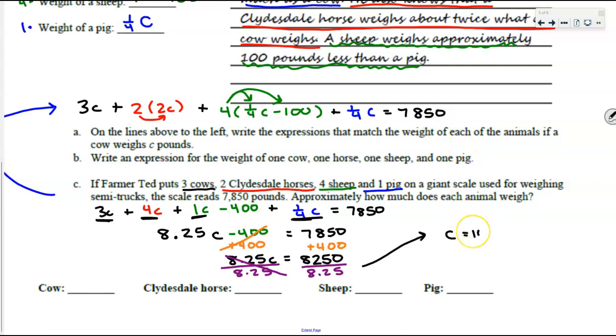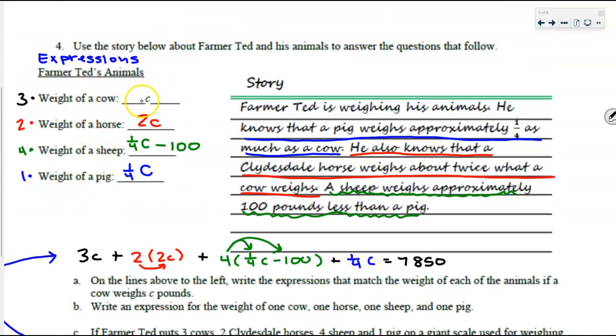Yeah, C is equal to 1,000. But again, what does this mean? C is equal to 1,000. We solved the equation. What does that actually mean? Angela, who just barely came back in and is still going to give it a try. Go ahead, Angela. Yeah, that's how much the cows weigh. The weight of a cow is C, and C is equal to 1,000.